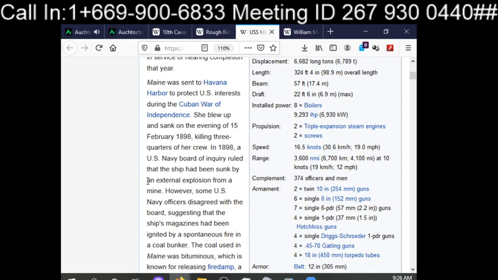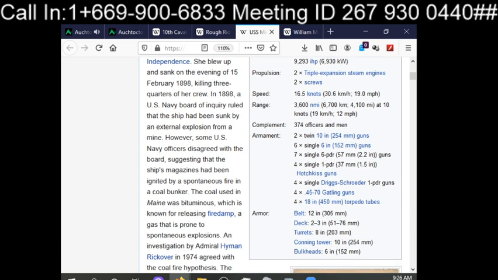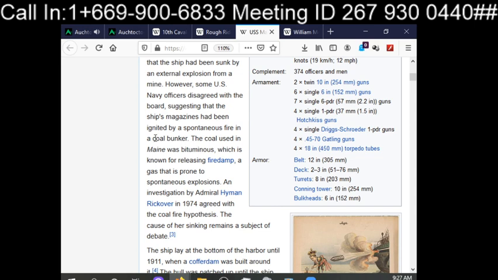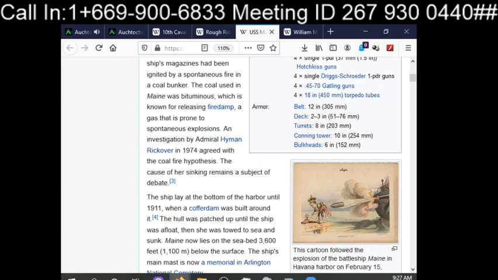In 1898, a U.S. Navy Board of Inquiry ruled that the ship had been sunk by an external explosion from a mine. However, some U.S. Navy officers disagreed with the board, suggesting that the ship's magazines had been ignited by a spontaneous fire in a coal bunker. The coal used in Maine was bituminous, which is known for releasing fire damp, a gas that is prone to spontaneous explosion. An investigation by Admiral Hyman Rickover in 1974 agreed with the coal fire hypothesis. The cause of her sinking remains a subject of debate.